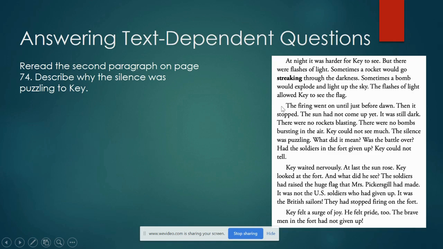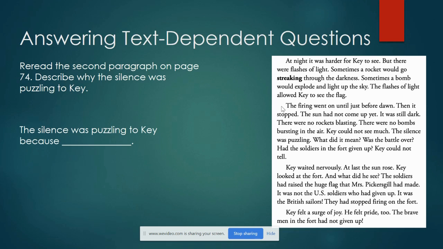The firing went on until just before dawn. Then it stopped. The sun had not come up yet. It was still dark. There were no rockets blasting. There were no bombs bursting in the air. Key could not see much. The silence was puzzling. What did it mean? Was the battle over? Had the soldiers in the fort given up? Key could not tell.